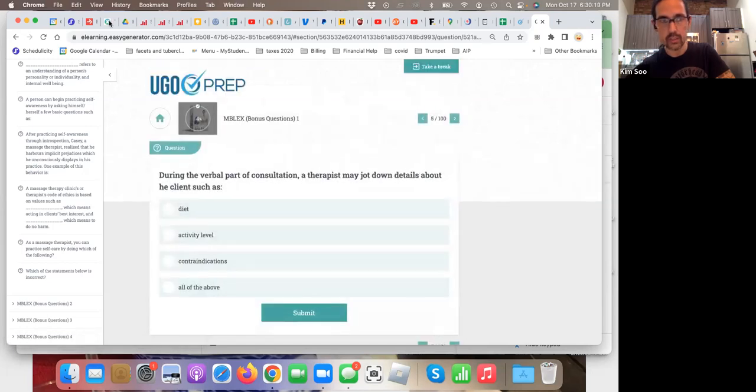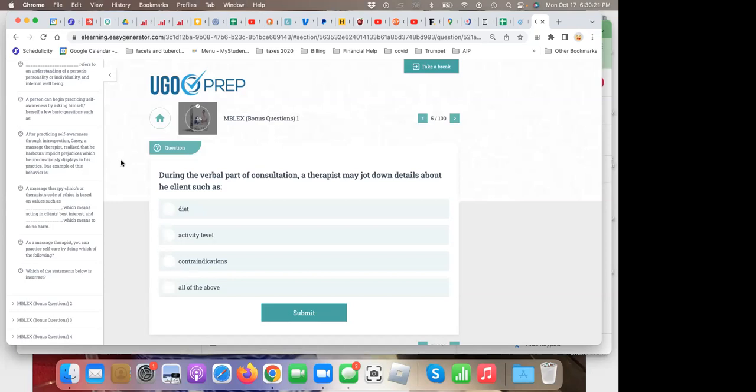Okay, next one. During the verbal part of a consultation, a therapist may jot down details about the client, such as diet, activity level, contraindications, or all of the above.